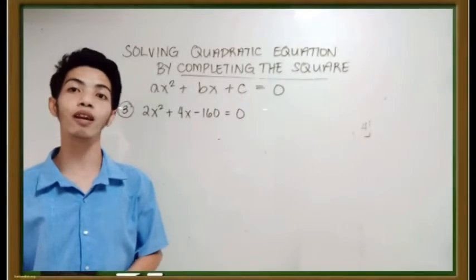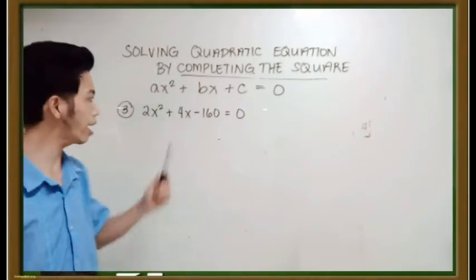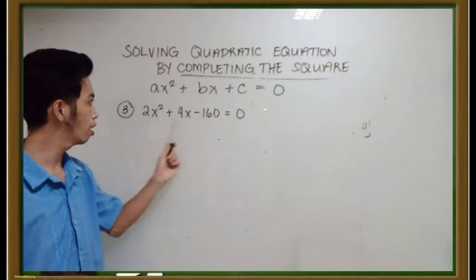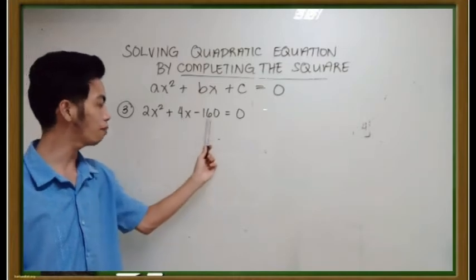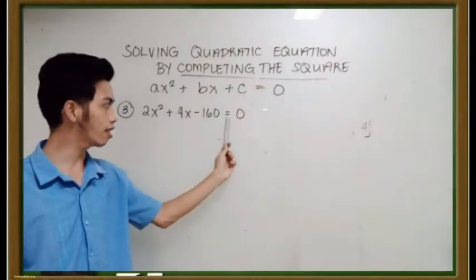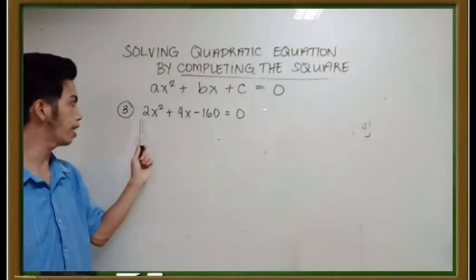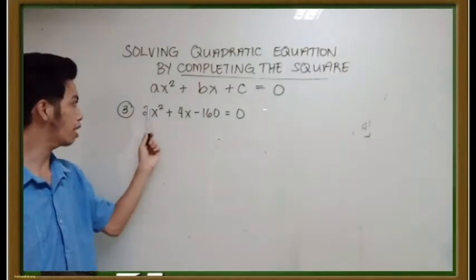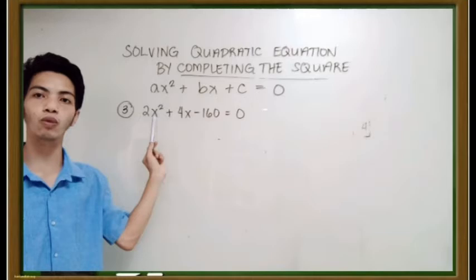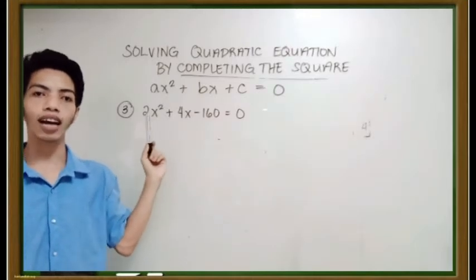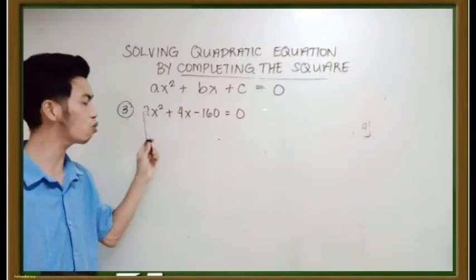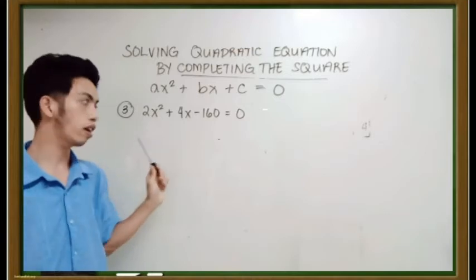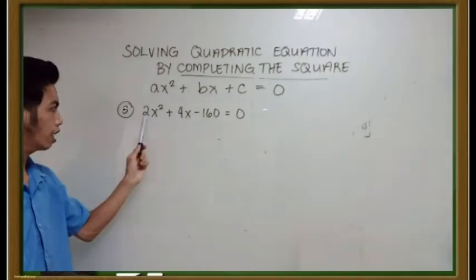Let's have example number 3. In this case, we have 2x squared plus 4x minus 160 is equal to 0. If we have this, may katabing numerical coefficient si x squared, kailangan natin siyang tanggalin para ma-determine natin kung siya nga ba ay perfect square o hindi. Paano nga ba siya tatanggalin?